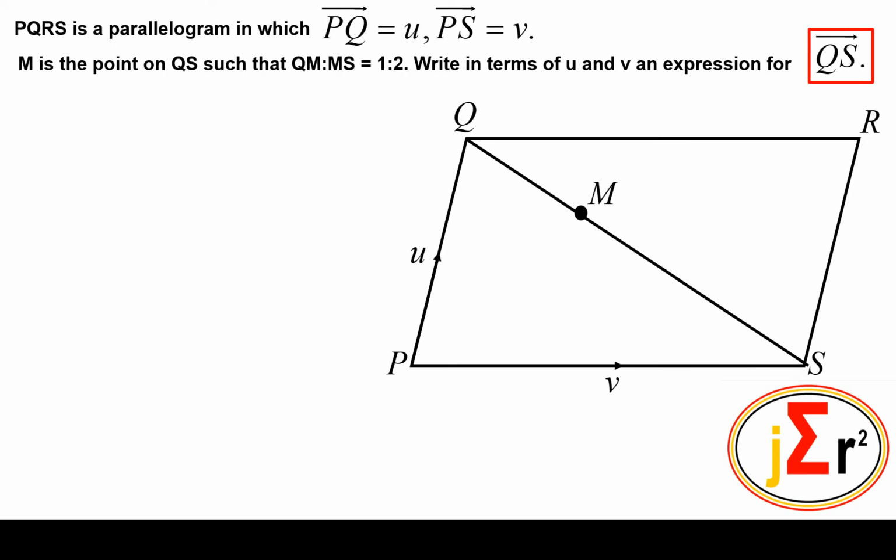We need to find an expression for QS. This information is given to us. Not all of it might be relevant in this case, maybe for subsequent questions, but let us take a look at it. M is the midpoint of QS. M is the point on QS such that QM to MS is equal to the ratio 1 to 2. The ratio QM to MS is 1 to 2.